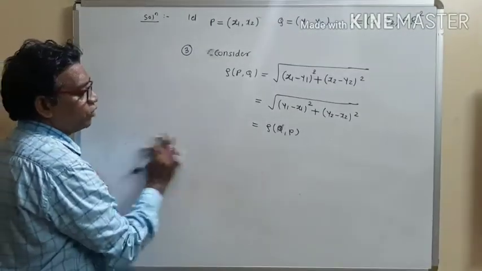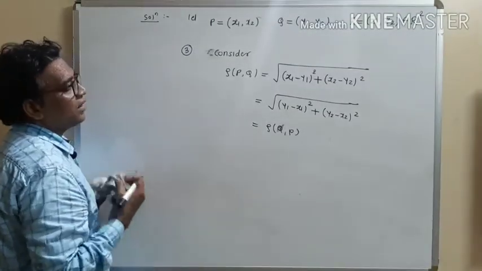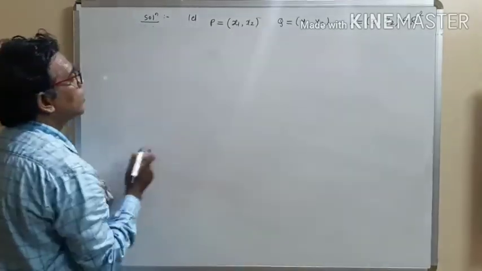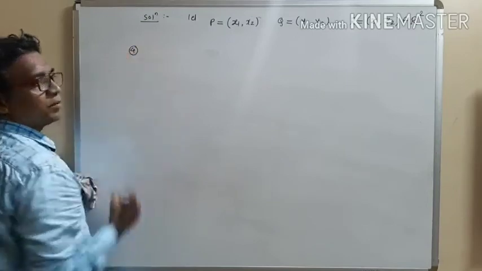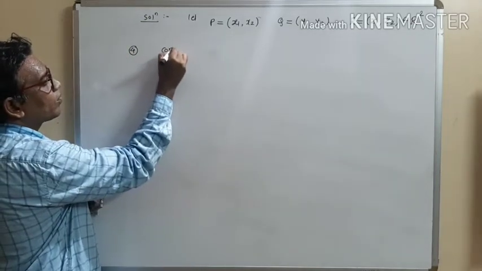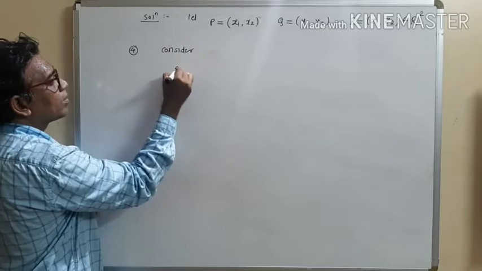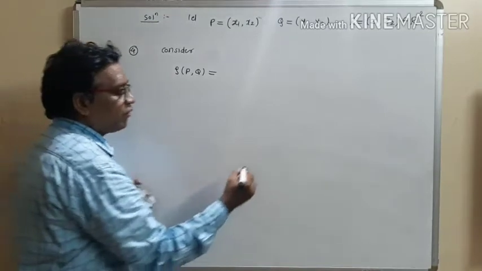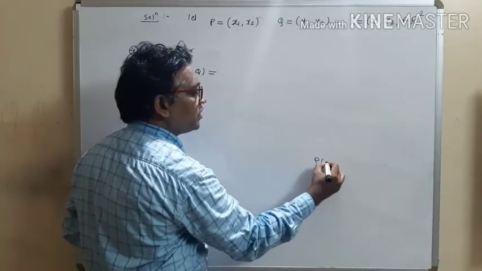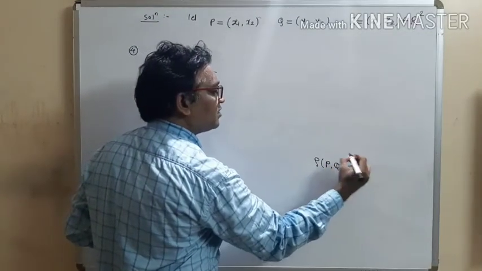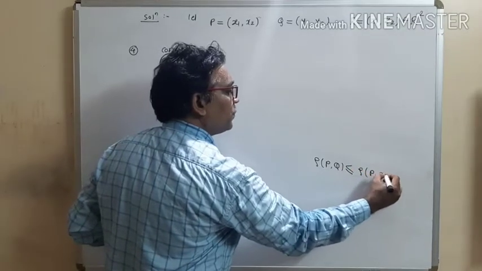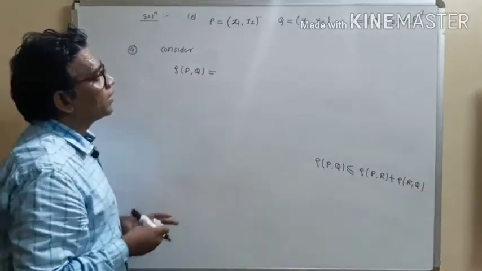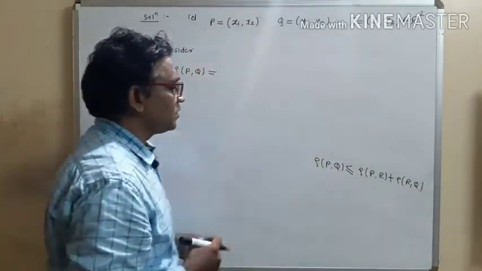Now let us prove the fourth property, that is the triangle inequality property. So write down number 4. This is the triangle inequality property. Now we want to show that rho of PQ is less than or equal to rho of PR plus rho of RQ. This is called the triangle inequality property. So let us prove this property.